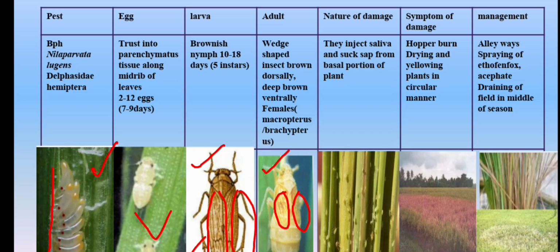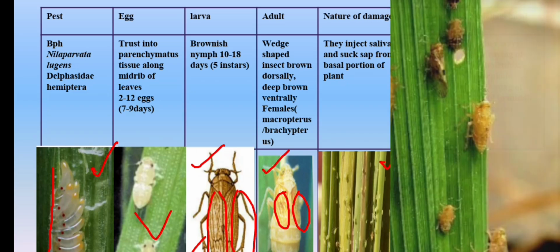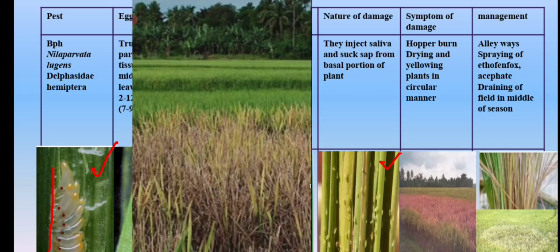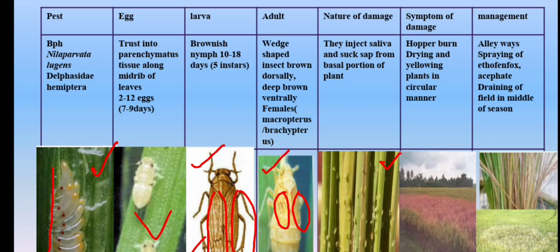Generally, these nymphs and adults are present at the base of the rice plants. So here, as shown in the image, you can see these are all the nymphs and adults which are present at the base of the rice plants. They will inject toxic saliva into the plant and will suck sap, resulting in the hopper burn symptom. So in the symptoms of damage, you need to remember that the damage by the BPH means hopper burn.